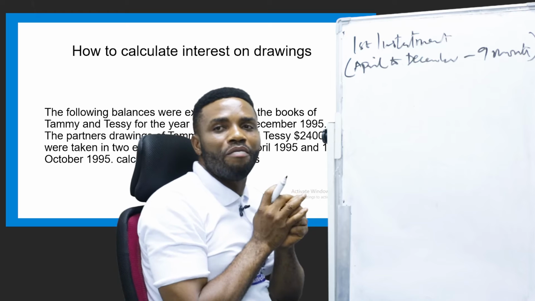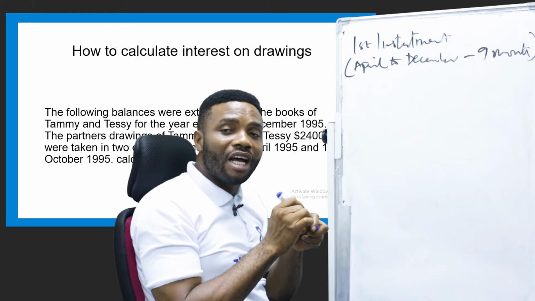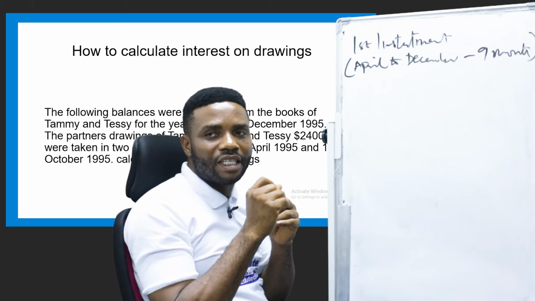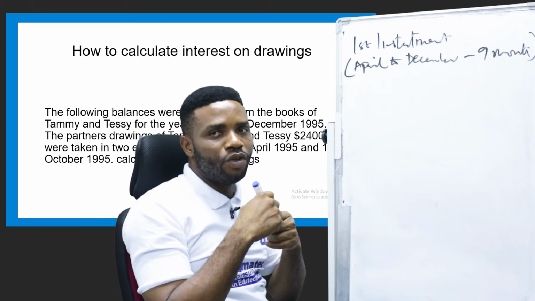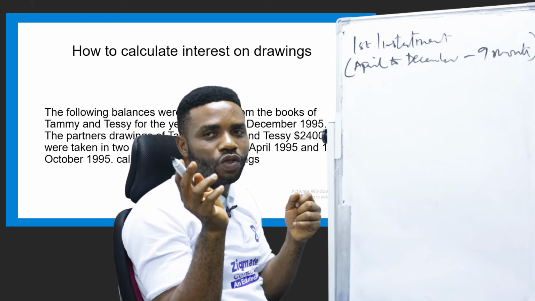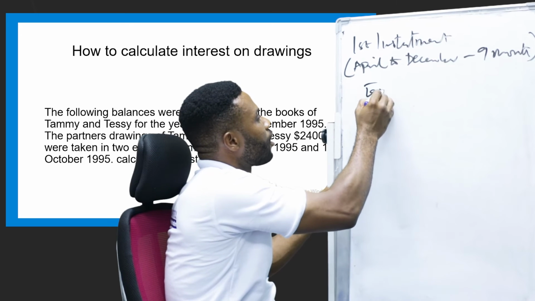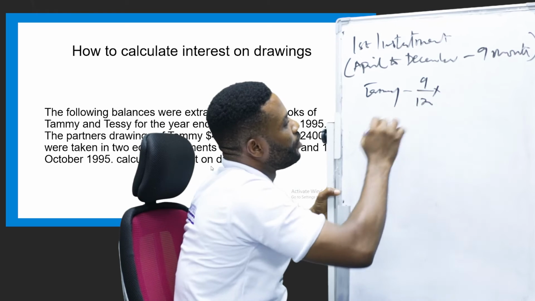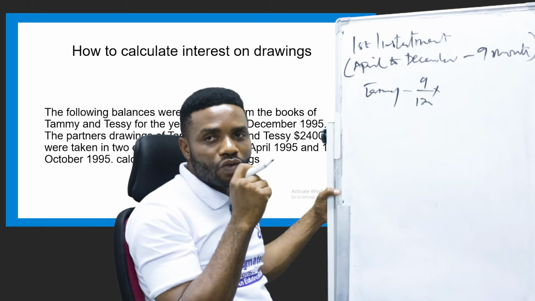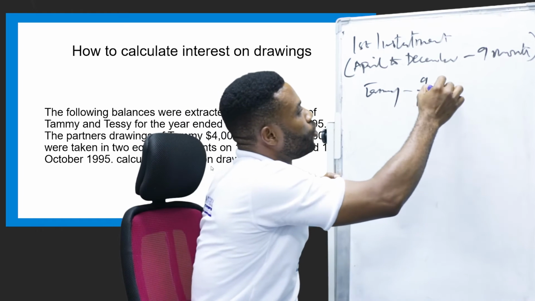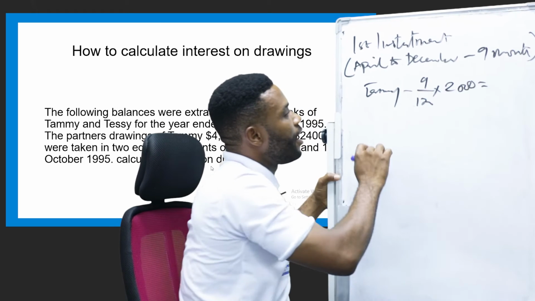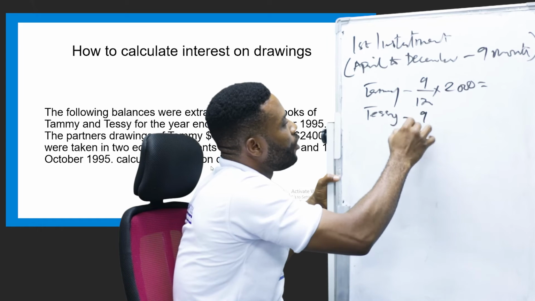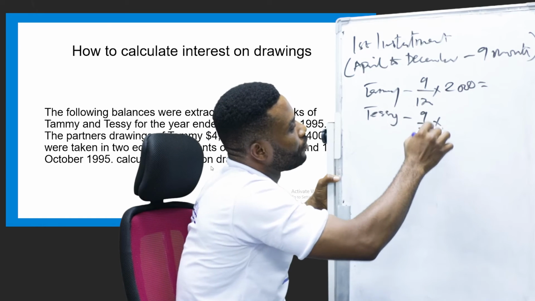So for the first installment, remember 4,000 is taken 2 times by Tammy and 2,400 is taken 2 times by Tessie. So what that means is that for Tammy, you are going to have 9/12 times 2,000. And then for Tessie, you are going to have 9/12 times what?